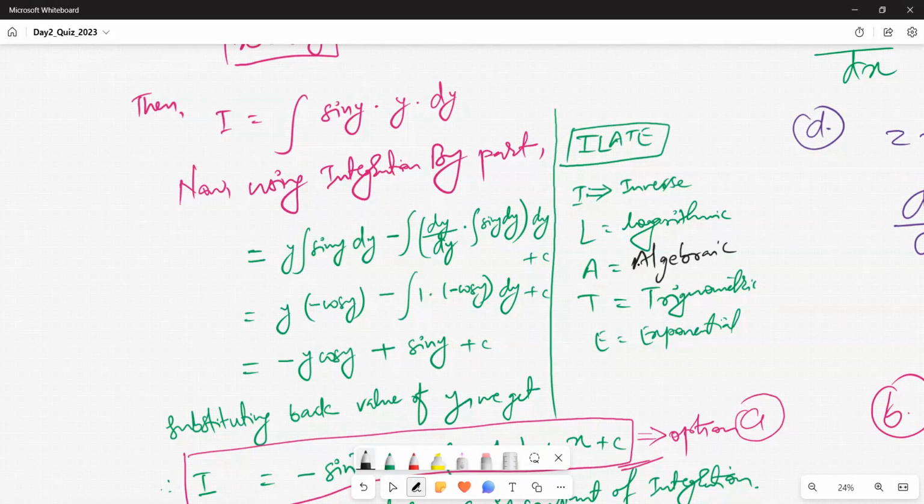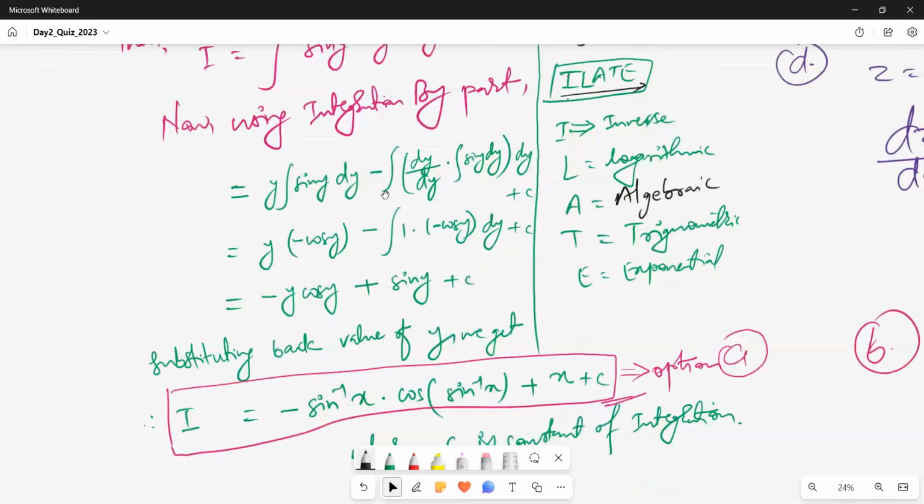So priority should be given this way: if there are two functions, integral of f1 f2 dx, then your f1 should follow this priority order. The first priority for f1 should be given to inverse functions, then to logarithmic functions, then to algebraic functions, then to trigonometric functions, then to exponential functions. So I hope you can recall it.